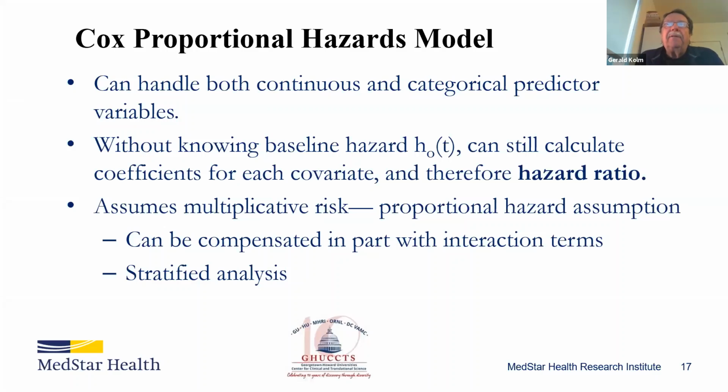If the proportional hazards assumption is not met, you can still do the analysis, either by including interaction terms, which I'll give an example of, or we can stratify the analysis. So maybe we can stratify by, say, sex, or by age, or some other covariate if we don't have proportional hazards.